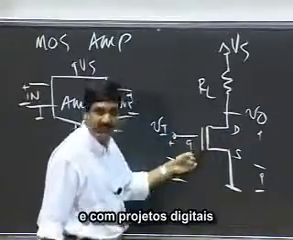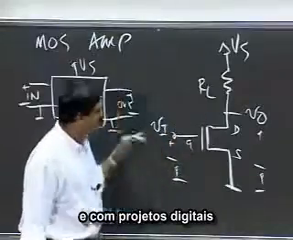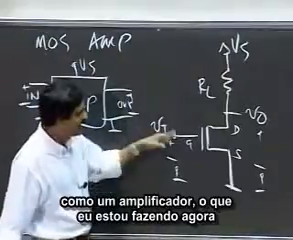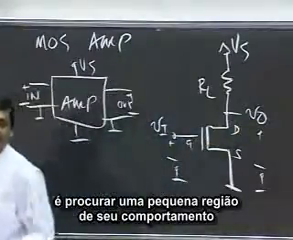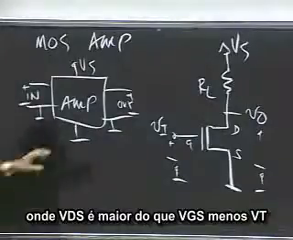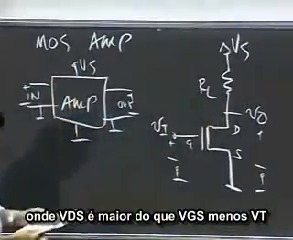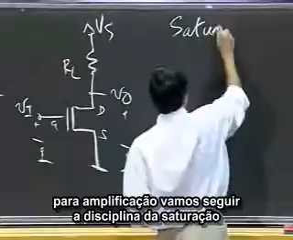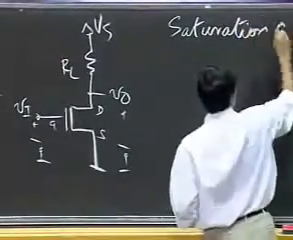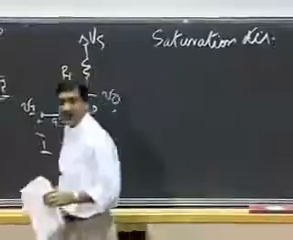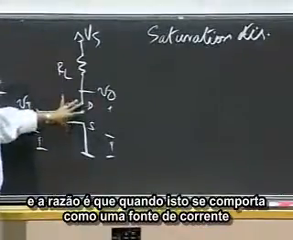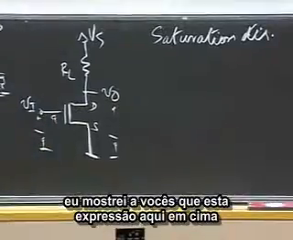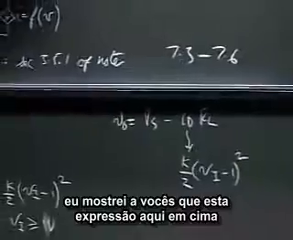It is actually the same thing. It is an amplifier, and with digital designs, I was driving it with 5 volts and 0 volts, rail to rail. As an amplifier, what I'm doing now is looking at a small region of its behavior when VDS is greater than VGS minus VT. So for amplification, let's follow the saturation discipline. The reason is that if this behaves like a current source, I've shown you that this expression up here gives you amplification.